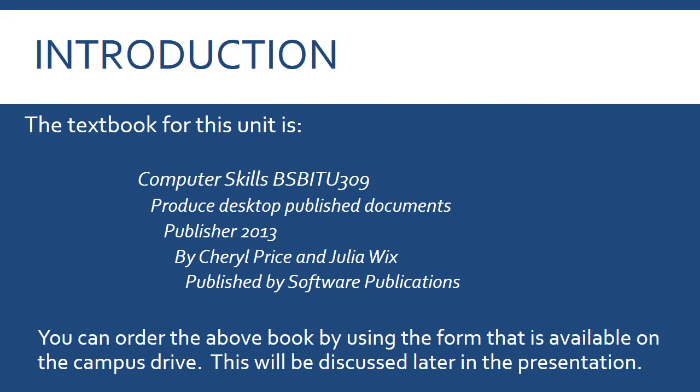The textbook for this unit is Computer Skills BSB ITU 309, Produce Desktop Published Documents. You can order the above book by using the form that's available on the campus drive, and this will be discussed later in the presentation.